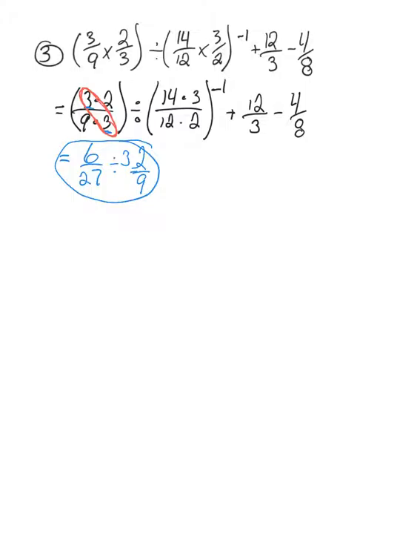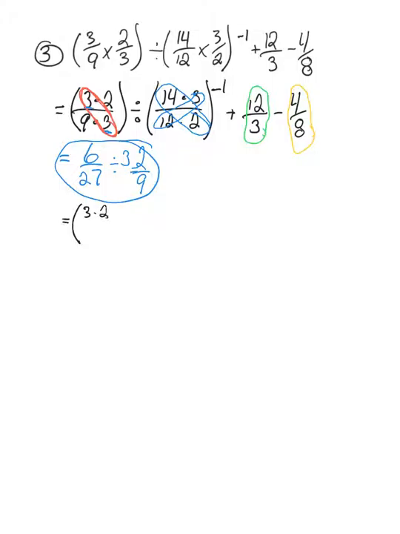Well, we're actually given 3 over 12, which can easily be reduced to 1/4, and we're given 14 over 2, which can be reduced to 7. We're not done yet though. 12 thirds can be reduced into 4, and negative 4 eighths can be reduced to negative 1/2. So I'm going to write all of these out just so we have a little bit of a basis of what we're doing.